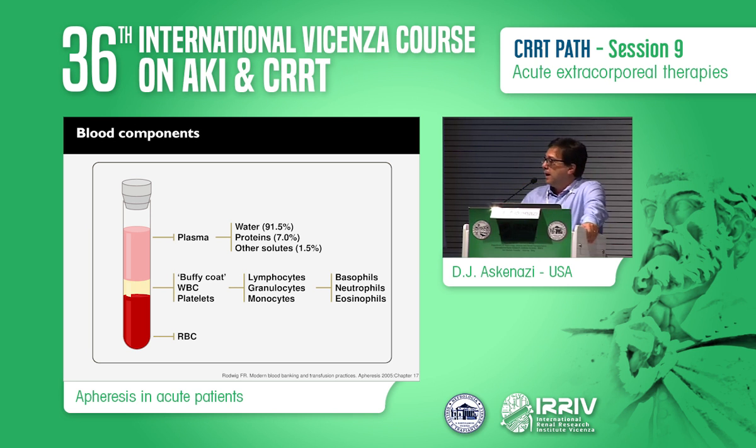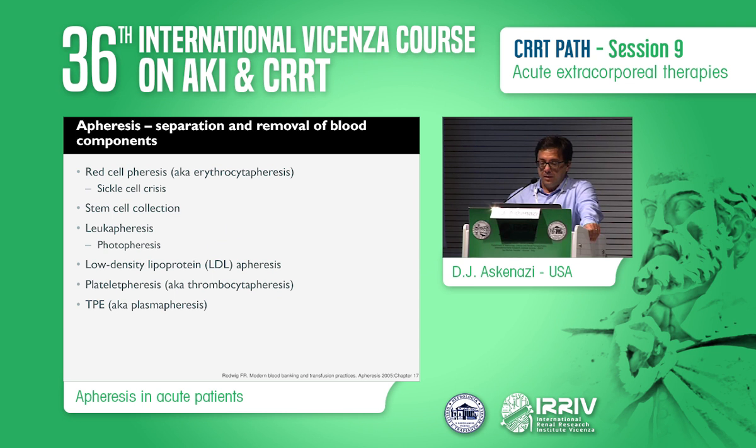There's certain things that happen in acute illness where, if you can remove the things that are sitting in the plasma that are causing disease, then maybe you can improve your patient's outcomes. So what apheresis is, it's the separation and removal of any of these blood components. If you talk about red cell pheresis, that's done commonly in sickle cell disease, where you remove the bad red cells and replace them with fresh, good red cells.